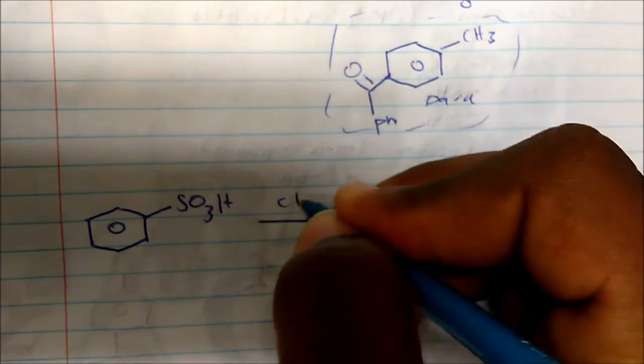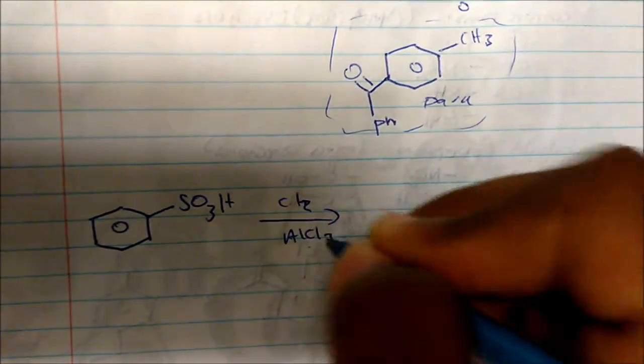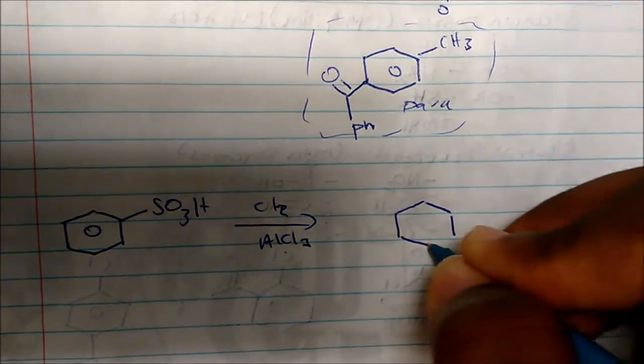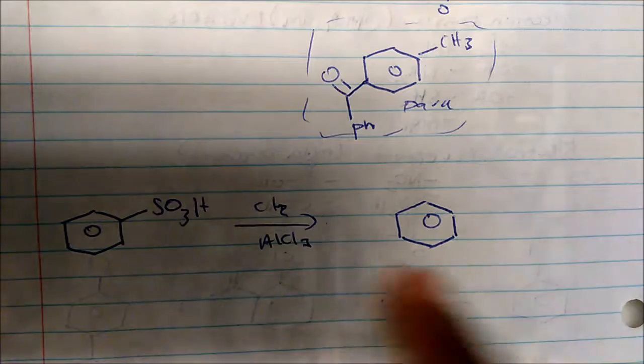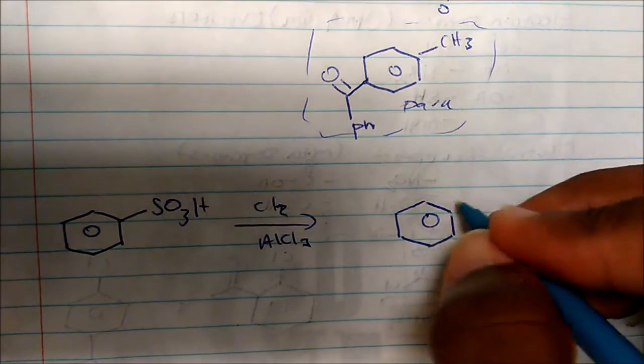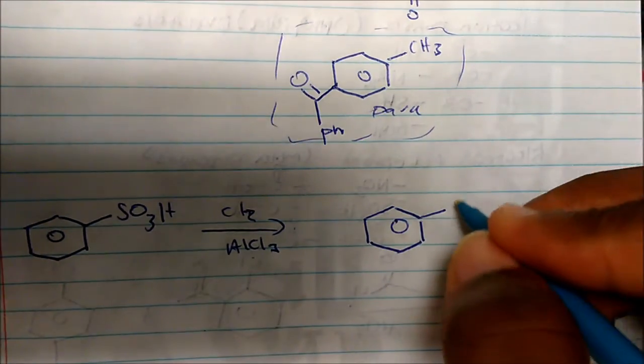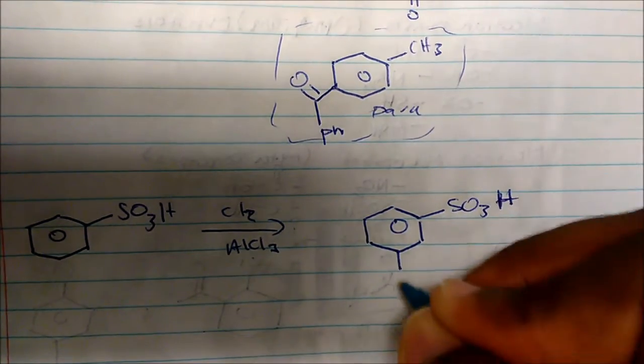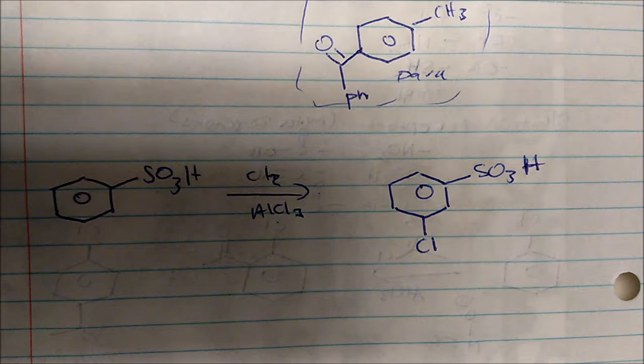Now, what if I take benzene? Well, not benzene, but what if I take this molecule here, SO3H, and I add Cl2 and AlCl3? What would I get? Well, this is benzene sulfonic acid, and you should know these structures by now. It's an electron accepting group. It has double bonds. So I'm only going to get the meta product. I'm going to get chlorine in the meta position.